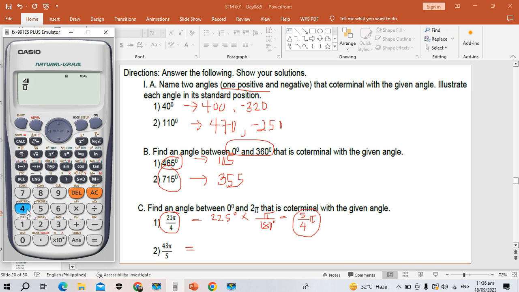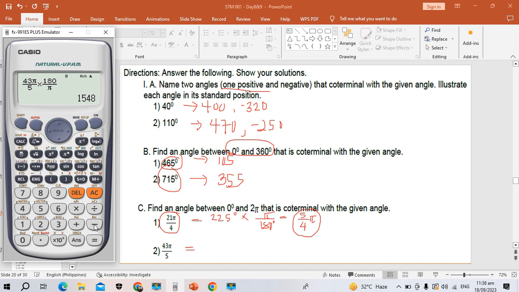Next naman, yung 43 shift pi tapos 5, di ba? Kasi i-convert natin siya sa degrees muna para matansya natin kung kailan tayo mag-stop. So, shift 180, shift ng pi. Back. 180 shift pi. So, that is 1,548.